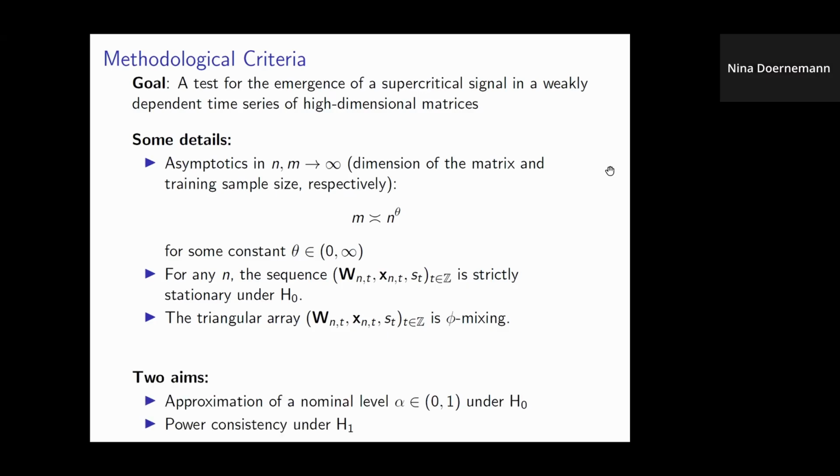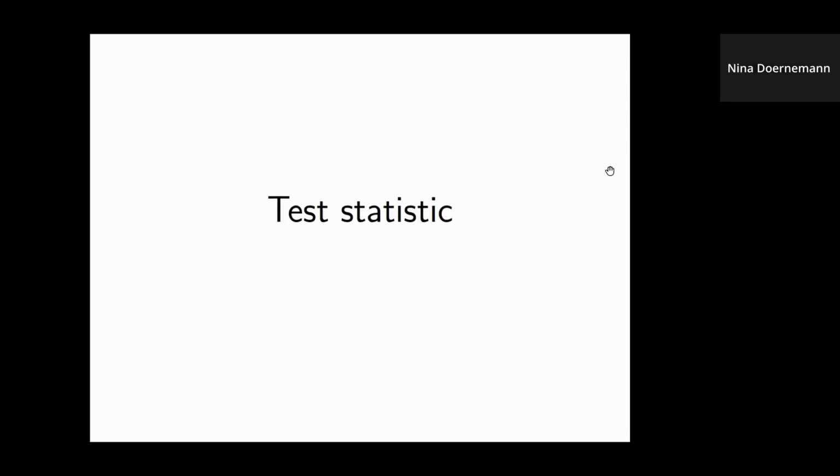And then we have two goals for our methodology. So first of all, under the null hypothesis, we want to be able to approximate a nominal level alpha. Approximation here means with respect to this asymptotic regime, so M and N in a polynomial relationship, and we want power consistent under the alternative. I think this is something that we can all agree about.